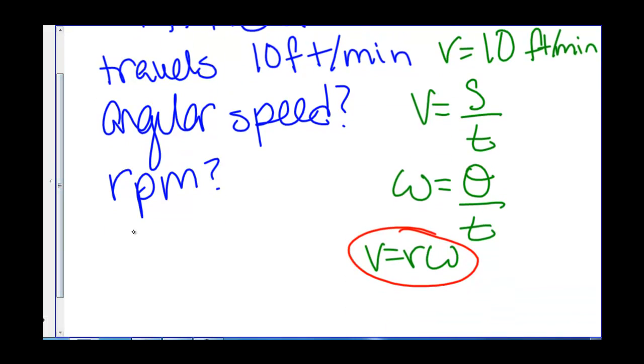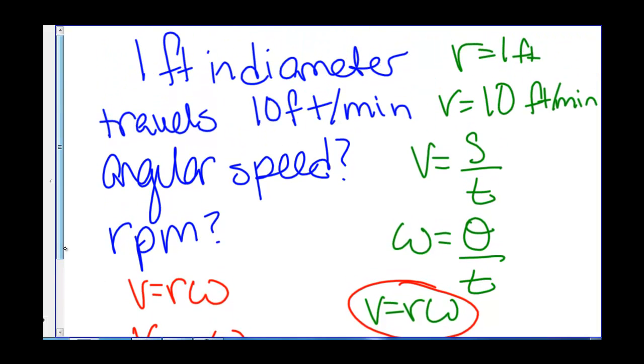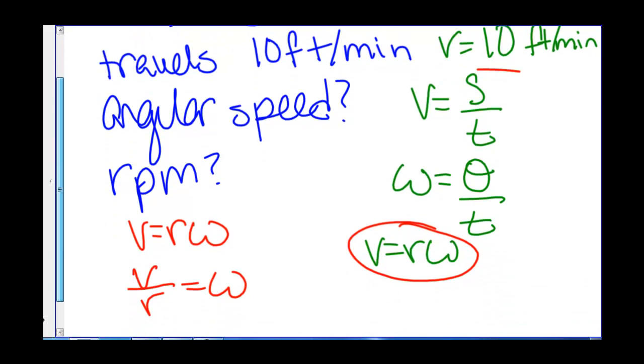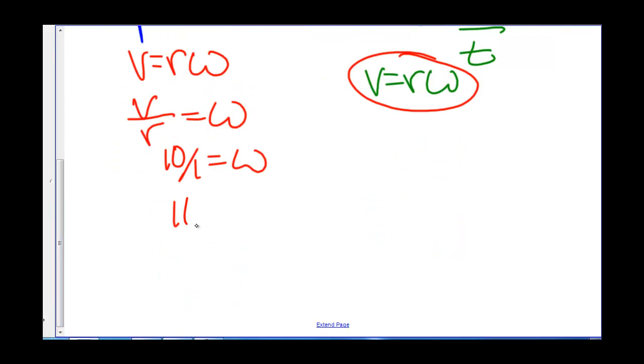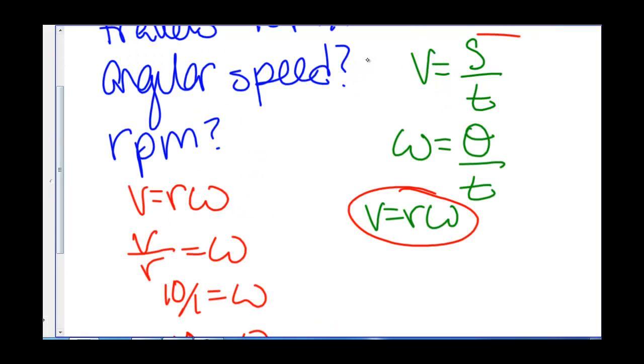We solve this, v equals r omega. So that is v divided by r equals omega. So plugging in 1 and 10, we have 10 divided by 1 equals omega. So that means that 10 equals omega, and that is our angular speed.